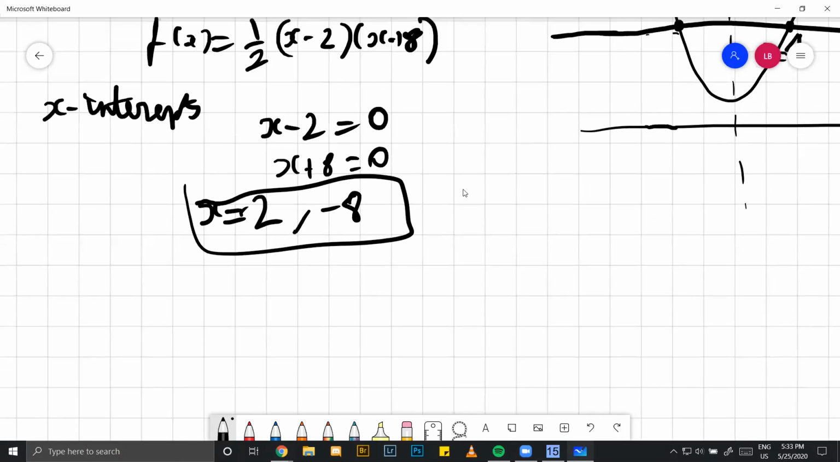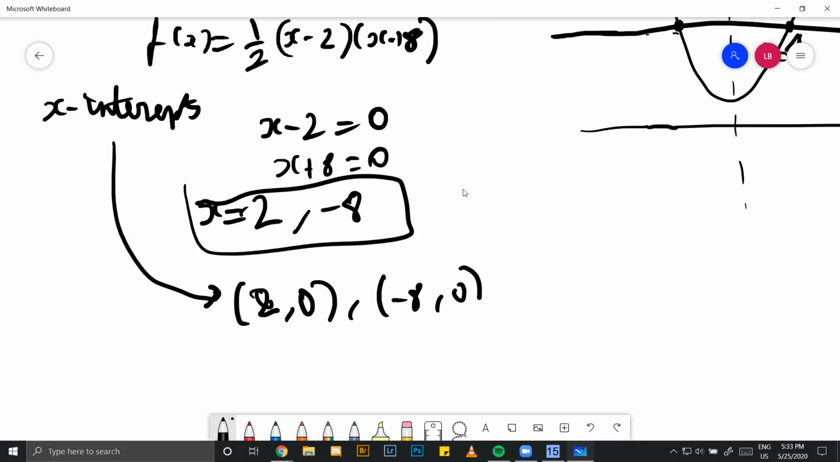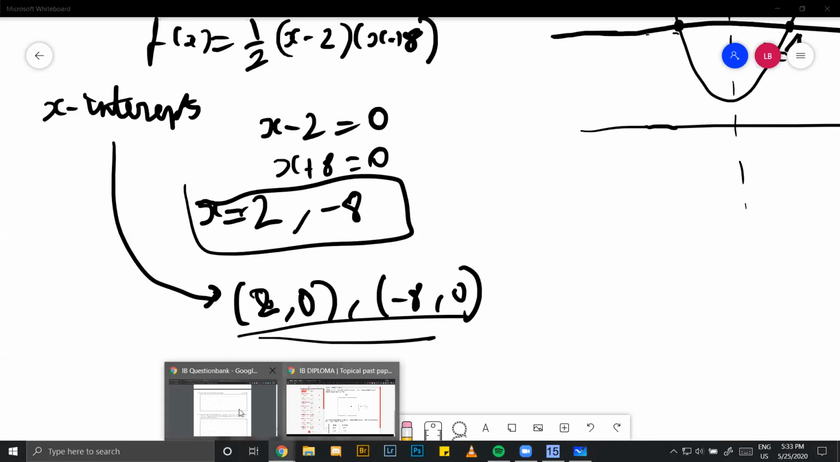To be more specific, you can write down x equal to 2, negative 8, but you can also write down the actual coordinates. So you can write down that the x-intercepts are (2, 0) and (negative 8, 0), like that, to be more clear and specific. So that's better as well.